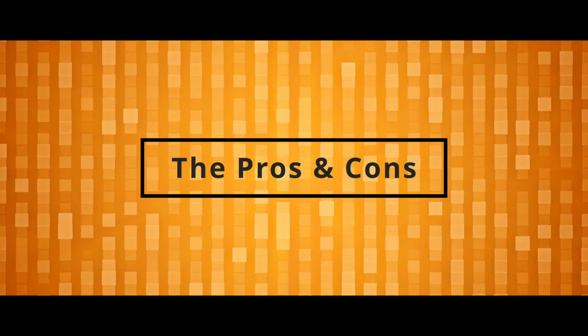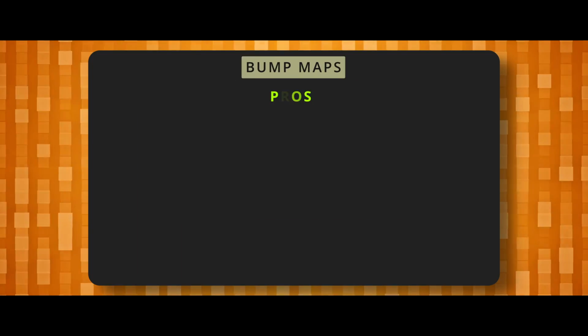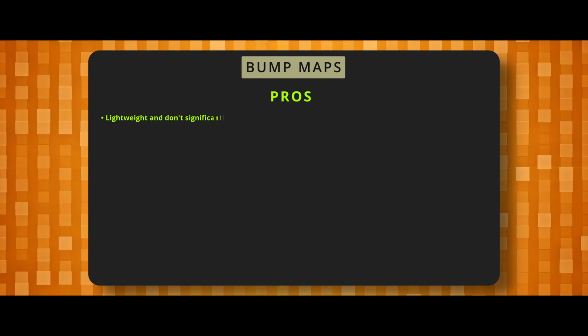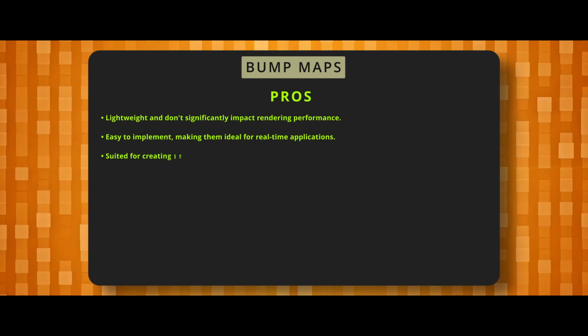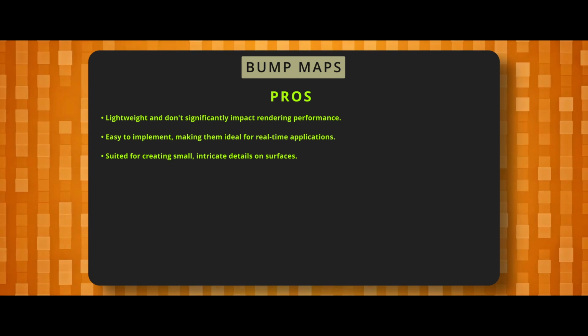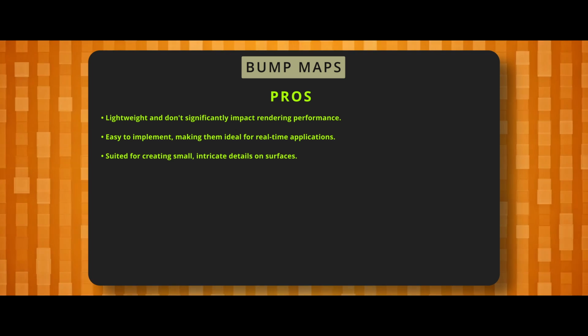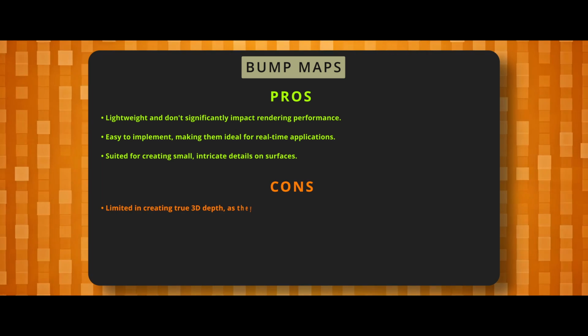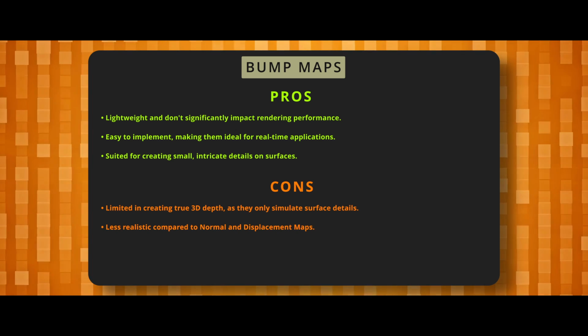Let's move on to the juicy part, the pros and cons. Bump maps have their strengths. They are lightweight, not significantly impacting rendering performance, and easy to implement for real-time applications. They excel at creating small, intricate details on surfaces. However, they are limited in creating true depth and tend to be less realistic compared to normal and displacement maps.